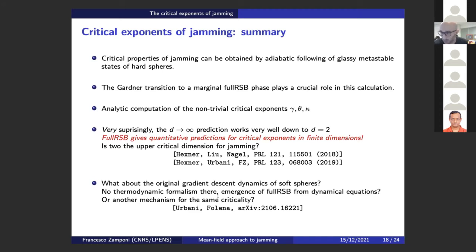I think Jorge Kurchan is going to talk a little bit about that. You can also check this paper where they do something in this direction. But I think it's still open. So there is work to do if you are interested.